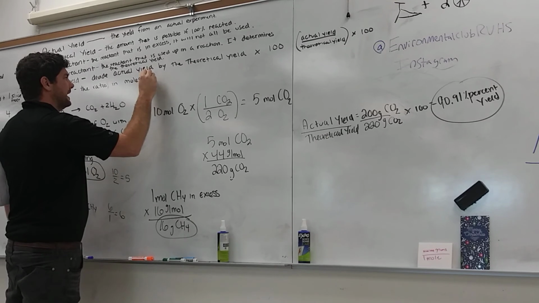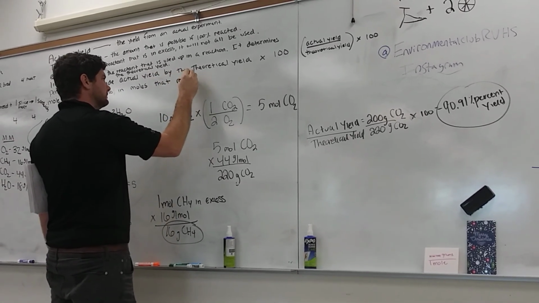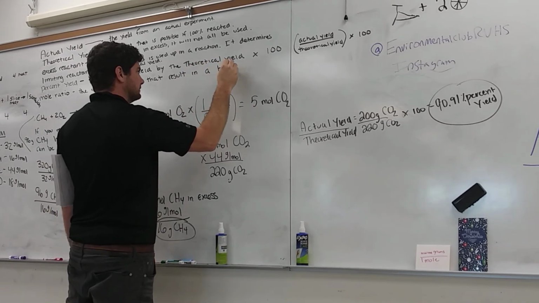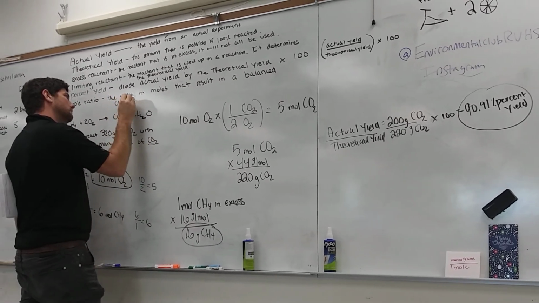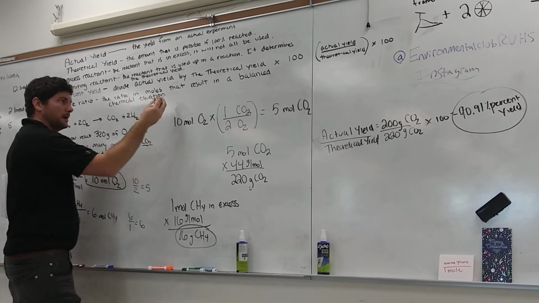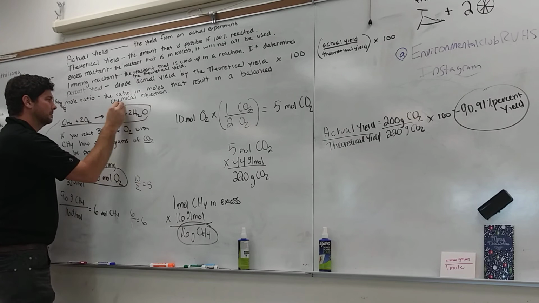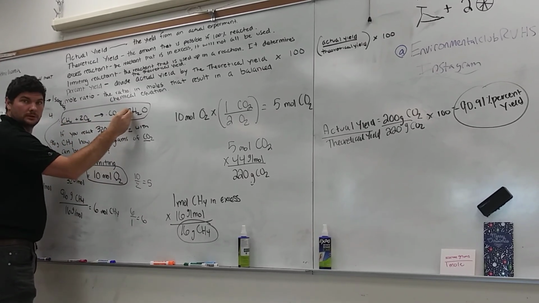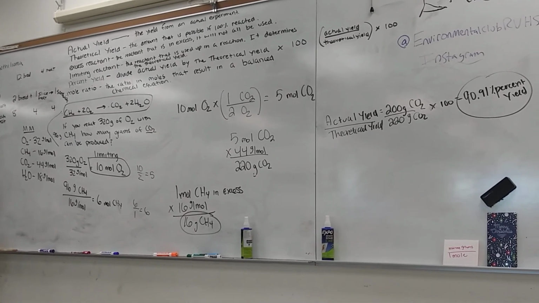Mole ratio, in moles, that result in a balanced chemical equation. Balanced chemical equations are the main recipe, like right here. Mole ratio, 1 to 2 to 1 to 2. That is the main ratio. It's a whole number ratio that balances a chemical equation.